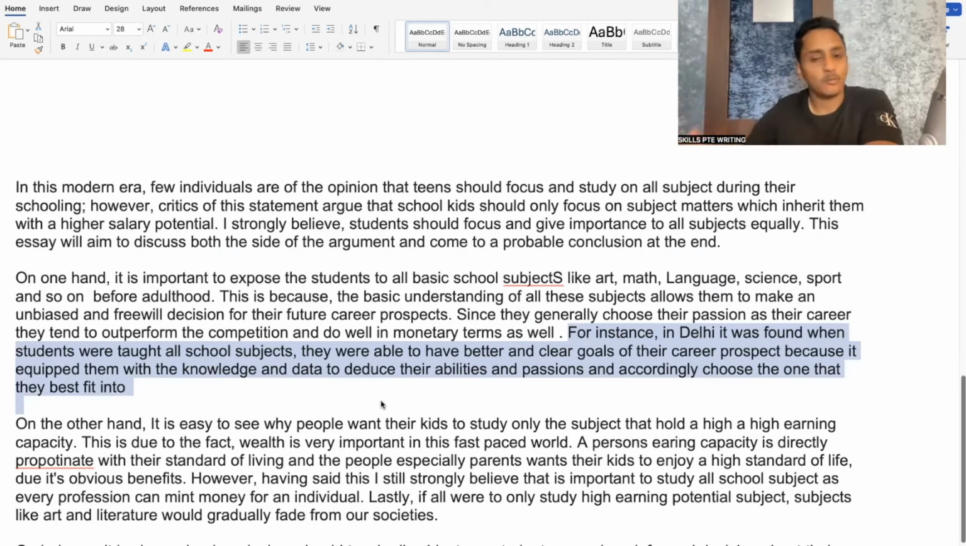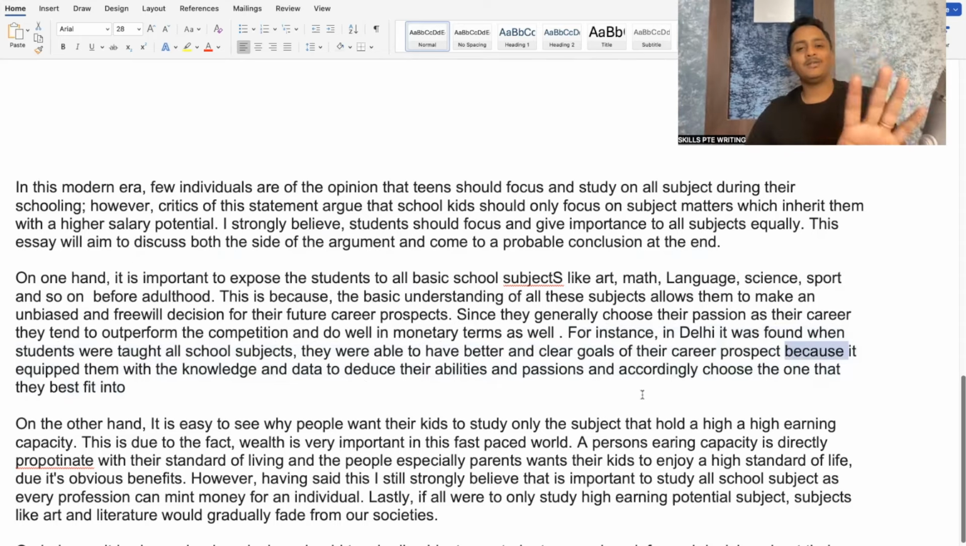Divide them. No, I can try writing. Then you write it. It is everything. Delhi was found, all this were taught, and they were able to make better clear goals because he has given everything. Whatever he wrote, he has justified.